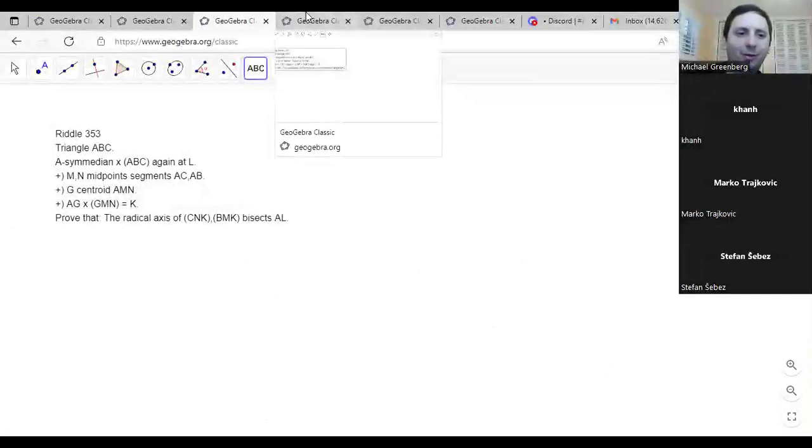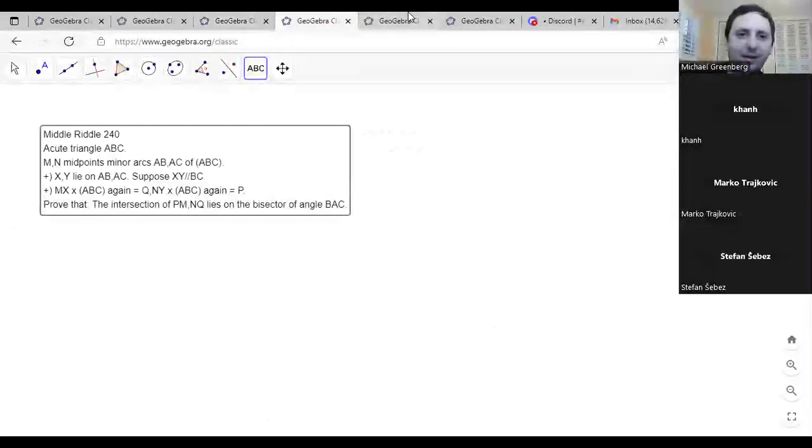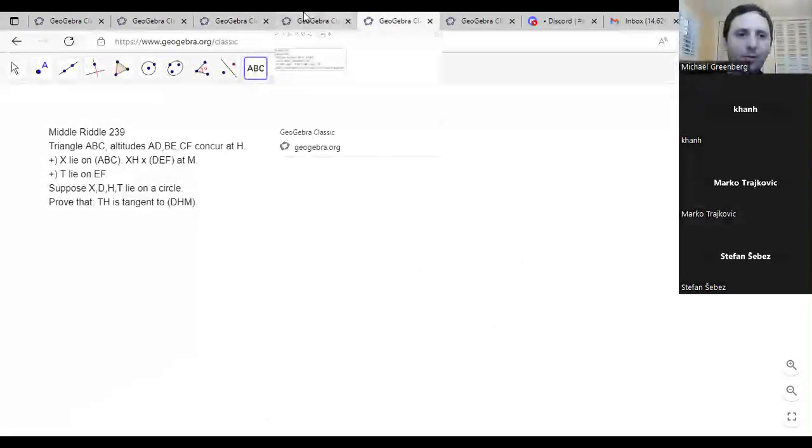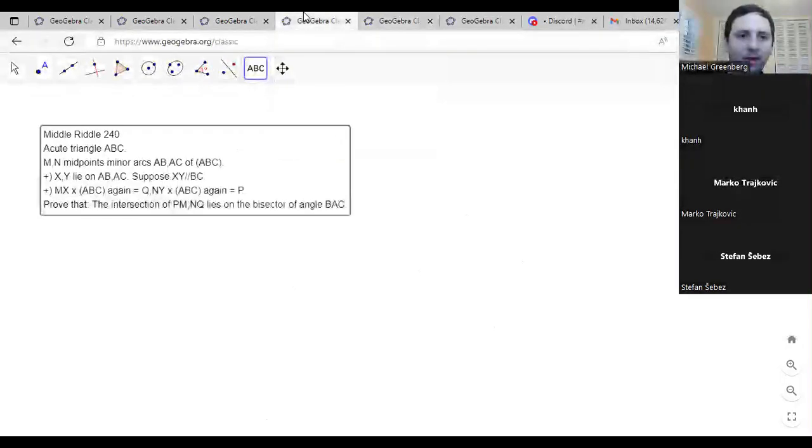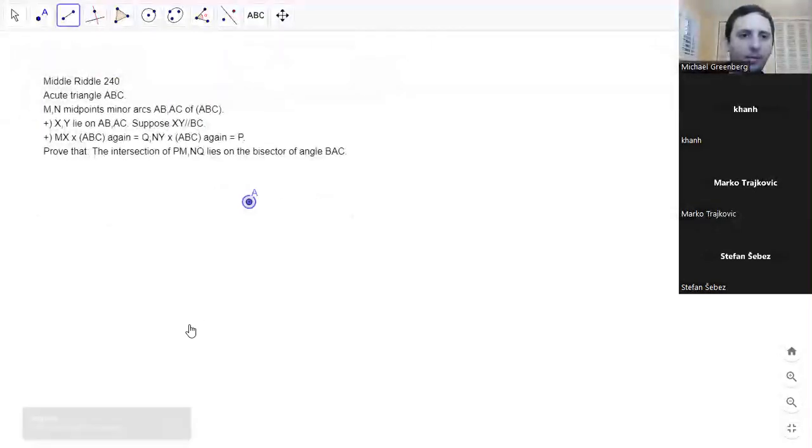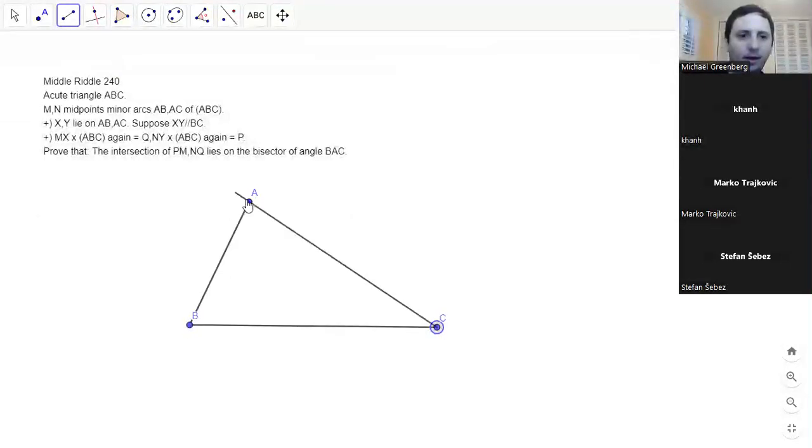All right, this is a riddle. This looks easier, but still, I want to see if I can get something easier. So like this one looked kind of fun. Let's do this one. We have a triangle ABC, and we take the midpoints of arcs AB and AC, and then 2 points.